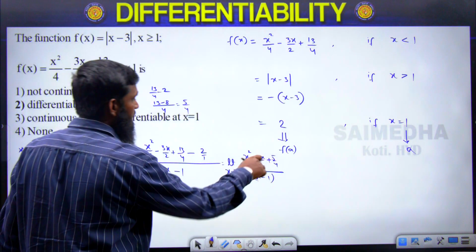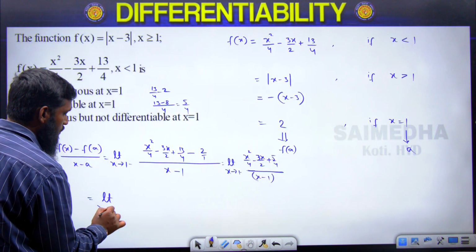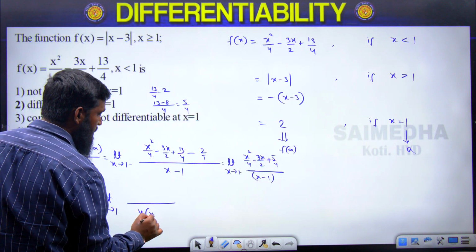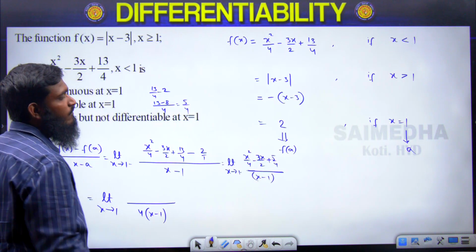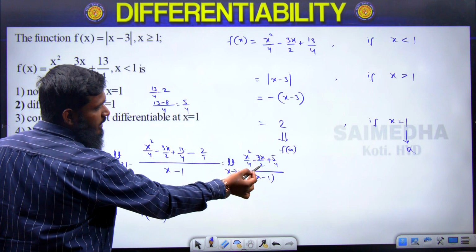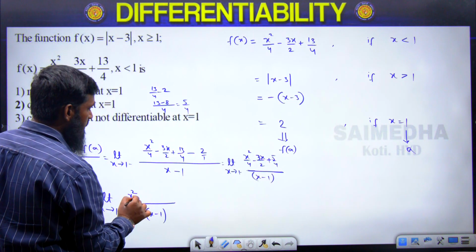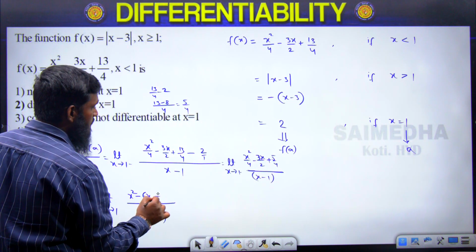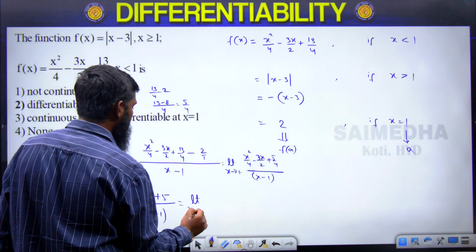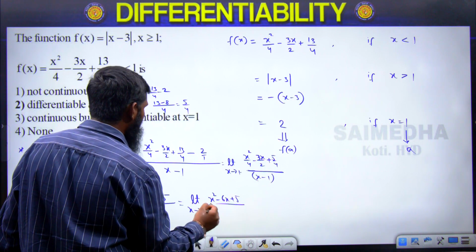Now let us take out the LCM over here. If you are taking out the LCM, limit x tends to 1, 4 we are getting. So 4 we have taken, already we are having x minus 1 in the denominator, and what will be the numerator now? The numerator will be x square, as we are having 2 over here, so 2 2s are 4. 2 into 3, we have to multiply this part, minus 2 3s are 6x plus 5. Now which is equal to limit x tends to 1, x square minus 6x plus 5 divided by 4x minus 4.